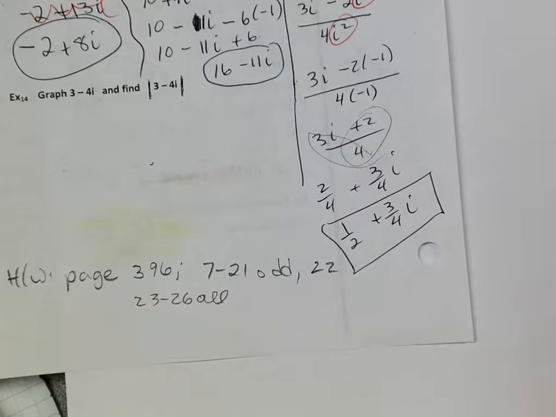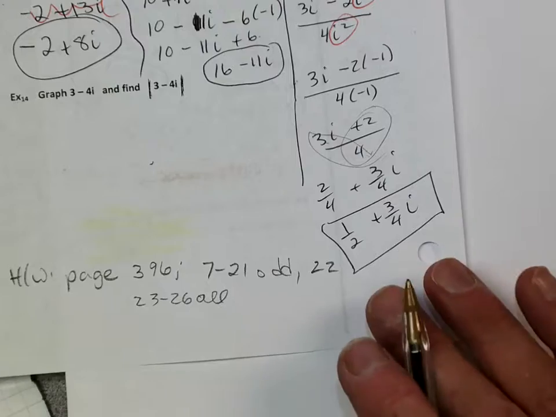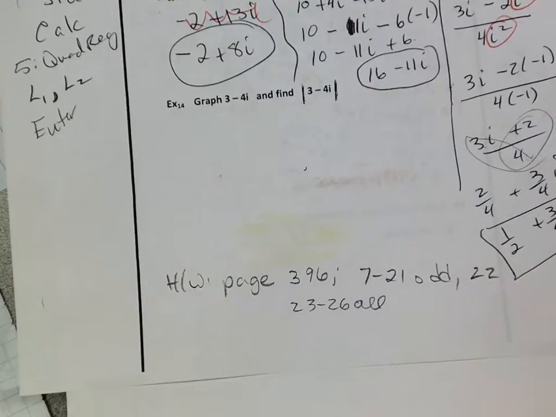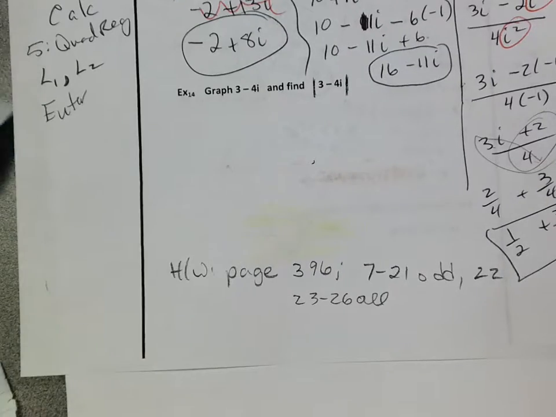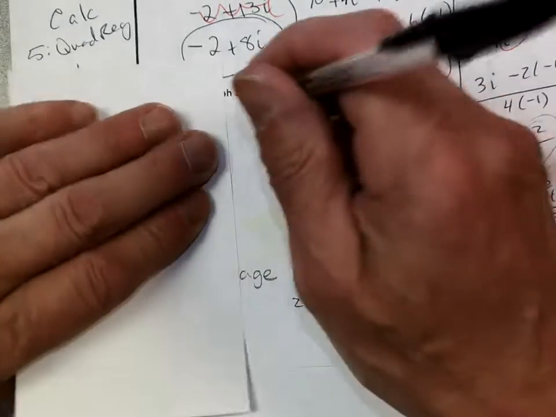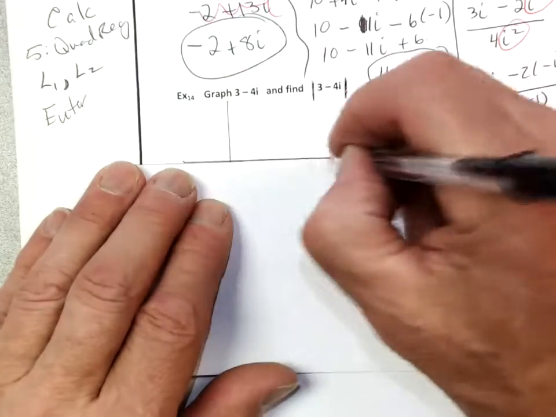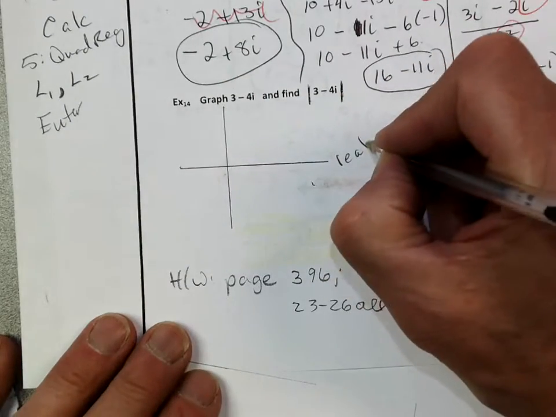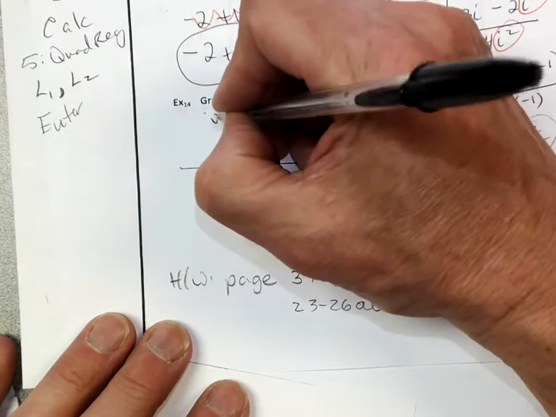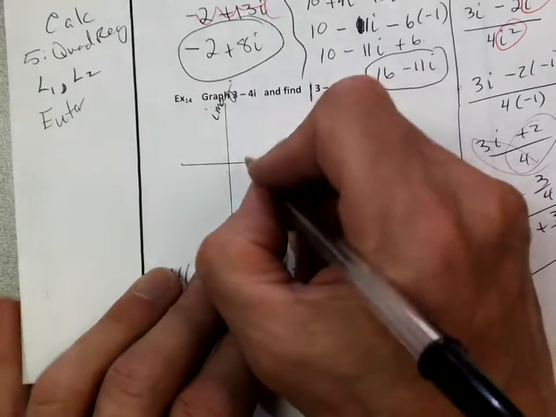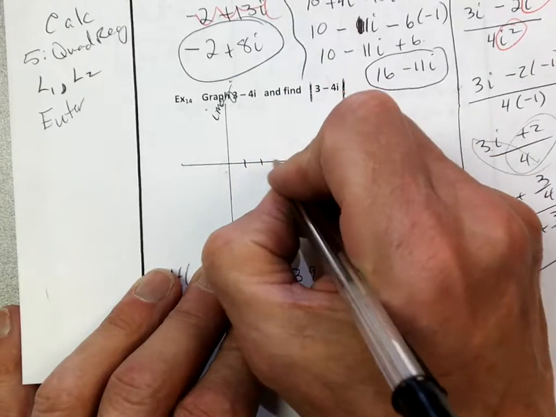Okay, now 14. Here's an easy one. Okay, now I don't have a graph with me, but we're going to make a little graph. Doesn't have to be perfect. We're just going to make a little graph here, and we're going to have our reals and our imaginaries. So I'm going to go 1, 2, 3.